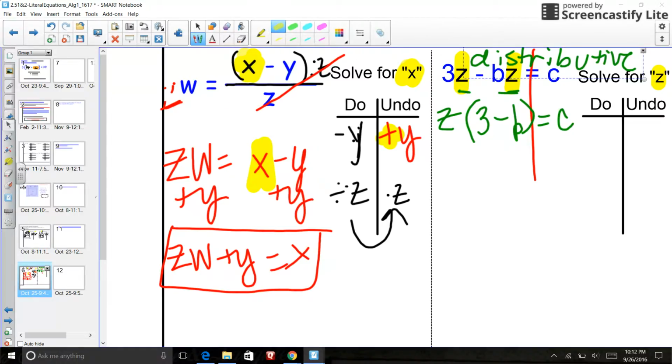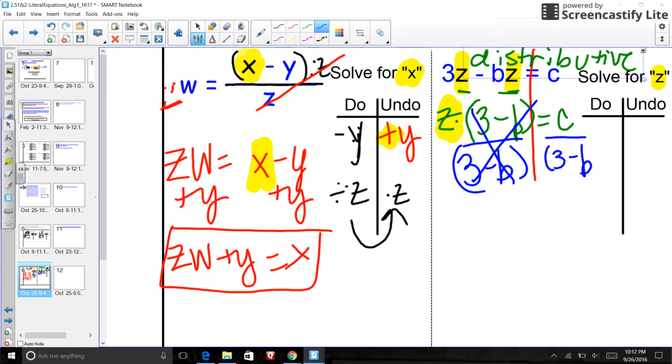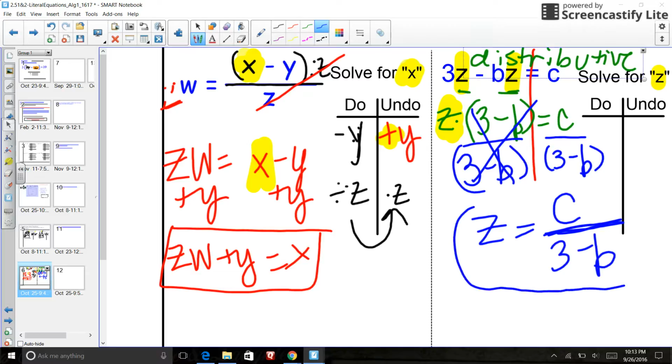Now, is it easier to go back in and get the z by itself? Yep, because see what's happening right here? It doesn't have a sign. That means we've got times going on right there. So I'm going to divide by 3 minus b. That's in parentheses, so this whole thing kind of cancels out. And I've got to do the same thing over here. So z equals c over 3 minus b. Once I get here, I don't need those parentheses anymore because this line right here serves as a parentheses. So there's my final answer.